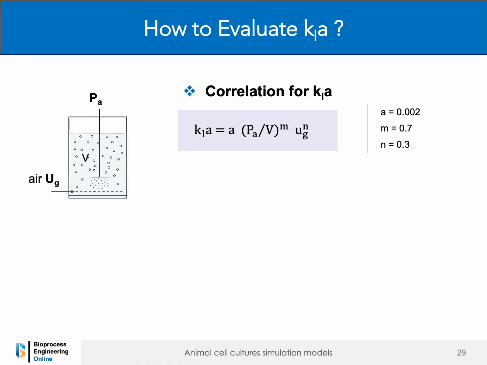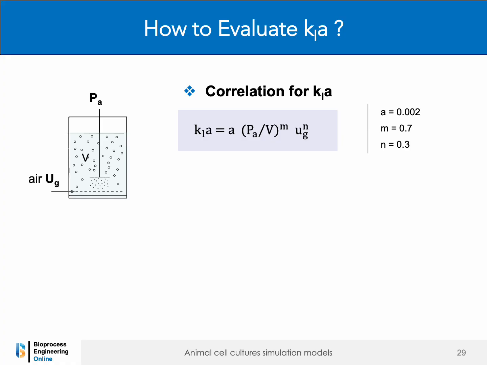In aerated bioreactors, the volumetric oxygen transfer coefficient, KLA, increases with both the agitation power and the aeration rate. This relationship is commonly described by an empirical correlation of the form KLA equals A multiplied by the volumetric agitation power raised to the power m, multiplied by the superficial gas velocity raised to the power n. In this equation, the volumetric agitation power represents the mechanical energy supplied by the impeller per unit reactor volume, while the superficial gas velocity characterizes the aeration rate.